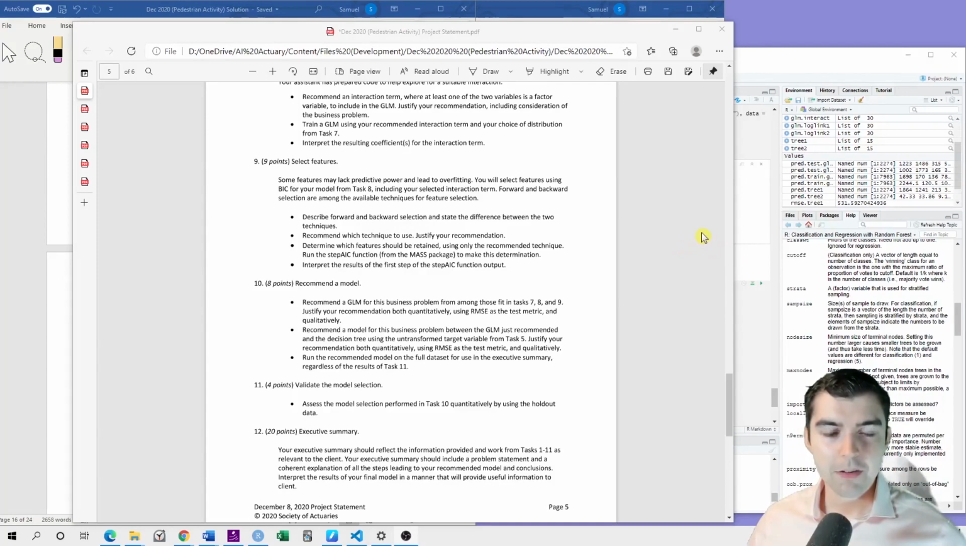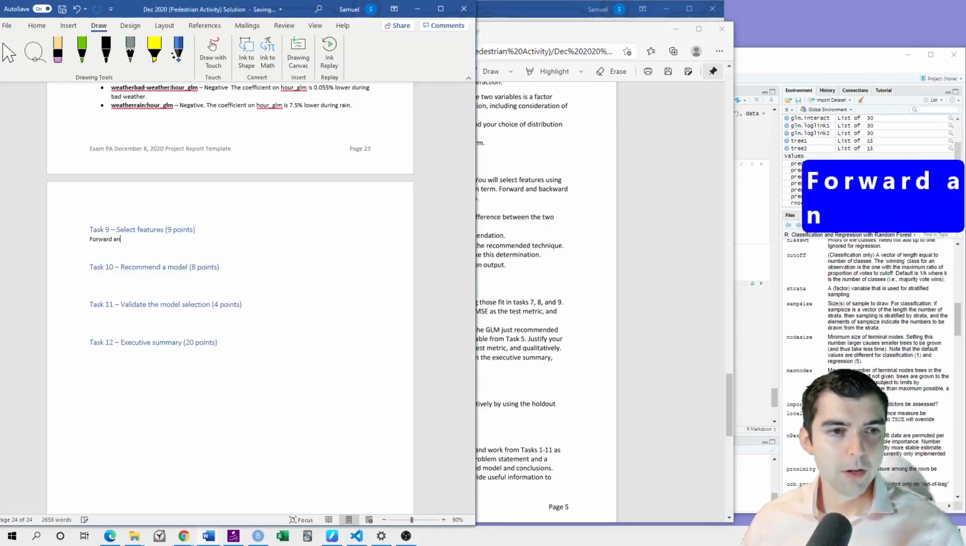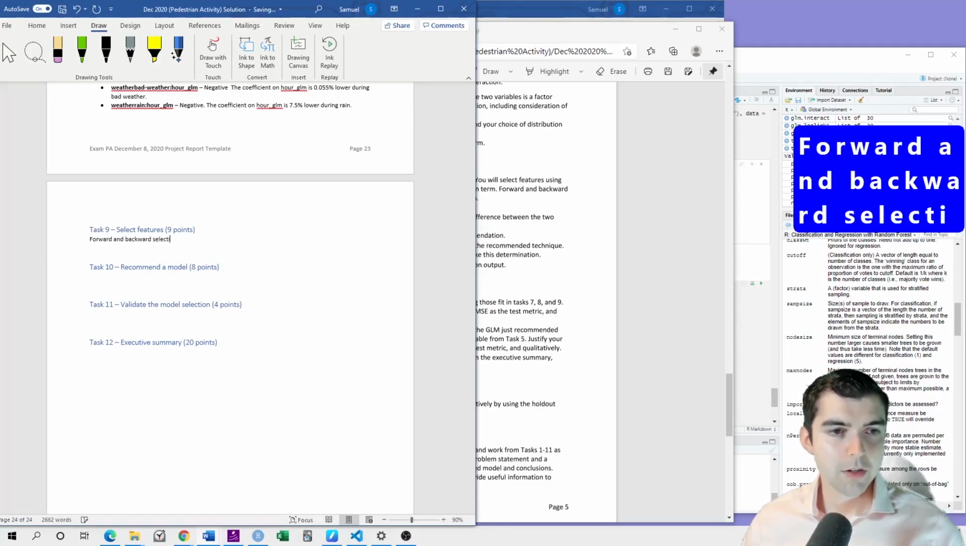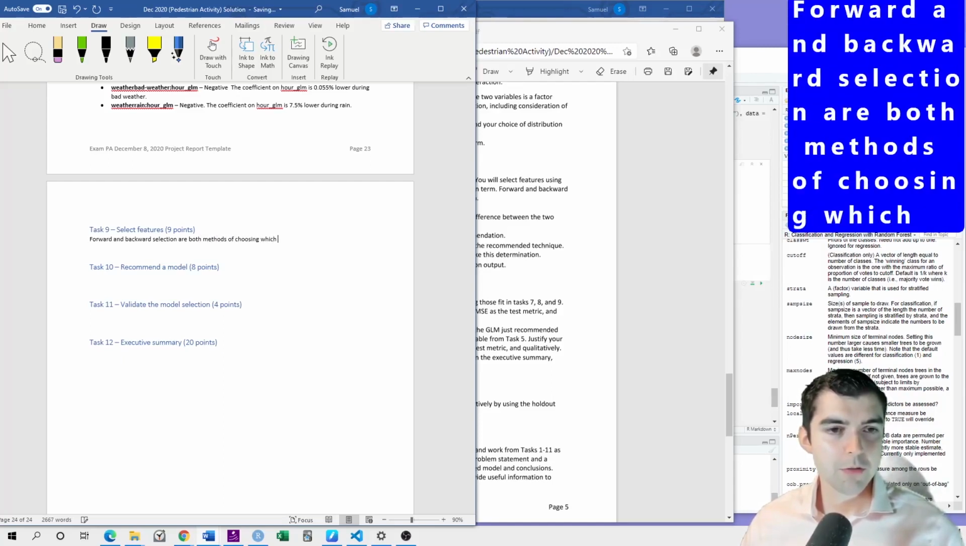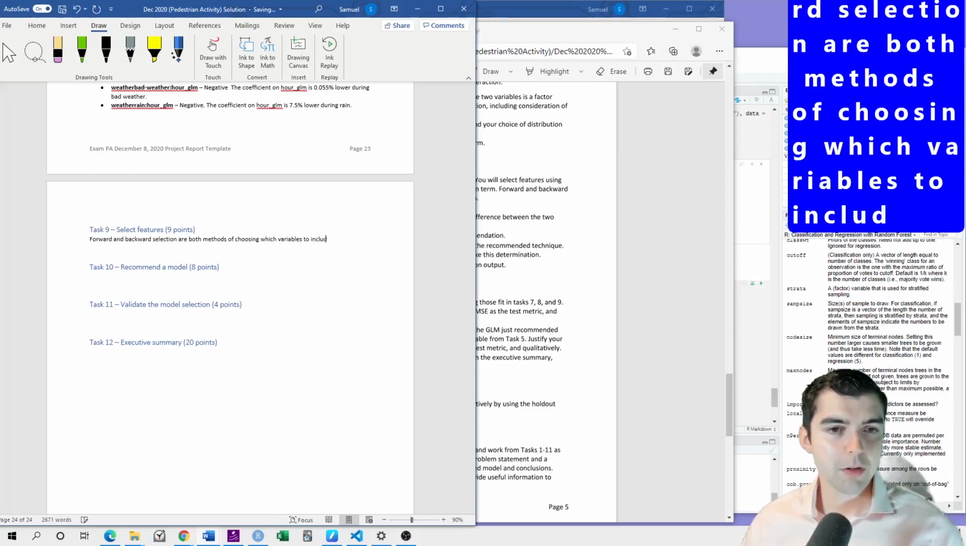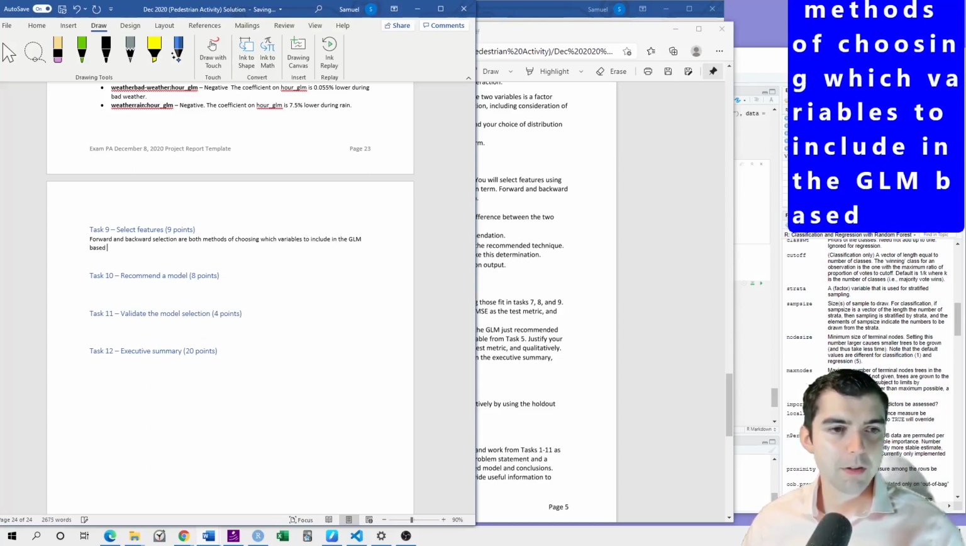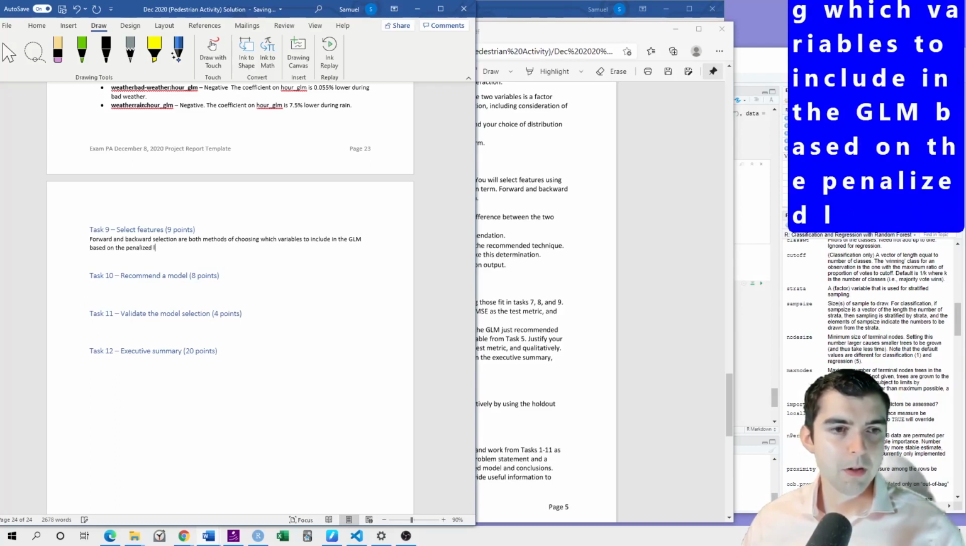Task 9, 9 points. Select features. This should take about half an hour to complete. Some features may lack predictive power and lead to overfitting. You will select features using BIC for your model from task 8, including your selected interaction term. Forward and backward selection are among the available techniques for feature selection. Describe forward selection and state the differences between the two techniques. Forward and backward selection are both methods of choosing which variables to include in the GLM based on the penalized log likelihood.